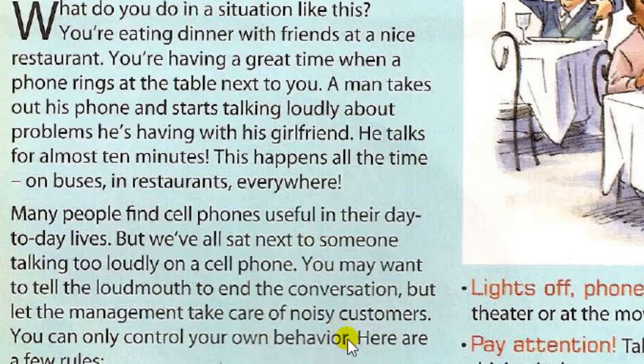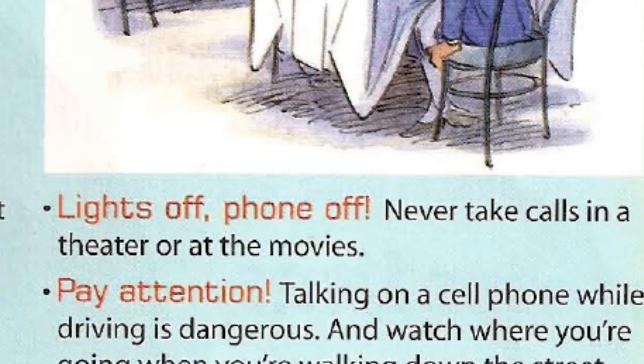What are the rules of cell phone etiquette? There are a few rules. 1. Off means off. 2. Keep private conversations private. 3. Lights off, phone off. 4. Pay attention.